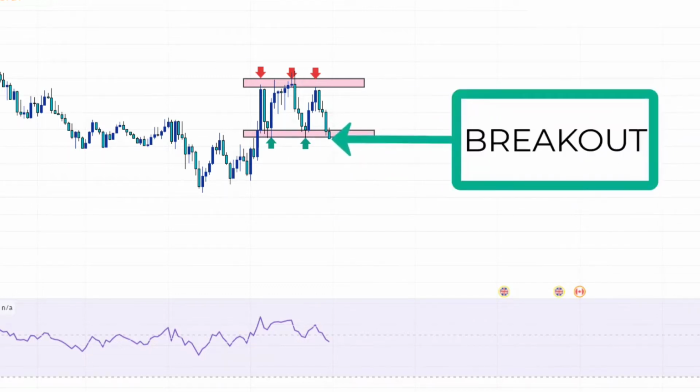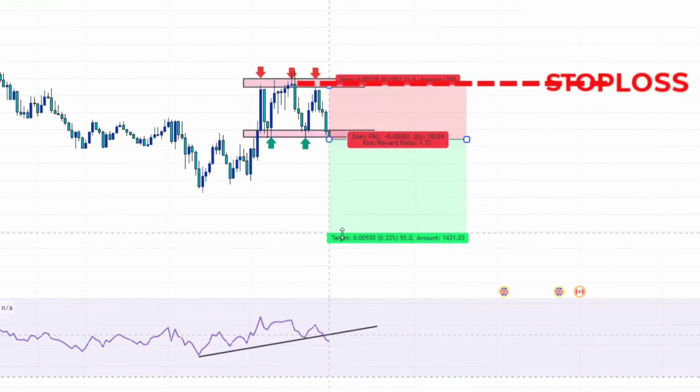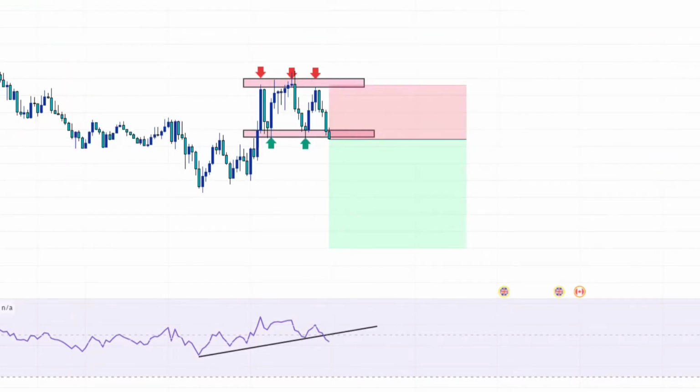Market has broken the support area. RSI has also broken trend line. In this place we will place sell trade. Our stop loss will be at the last high of the market.